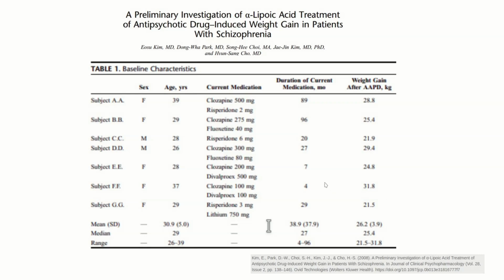These patients have gotten, and some of them, like this subject FF, is a 37-year-old female. She's been on Clozapine for 4 months, and she's gained 31.8 kilograms, which is almost 70 pounds in 4 months on Clozapine. And a lot of these people, 4 months, 7 months, 27 months, 20 months, these are people that, in that previous graph, the Clozapine should still be causing weight gain, right? The Clozapine caused weight gain up to about 48 months of treatment. And so these people should still be rising in weight.